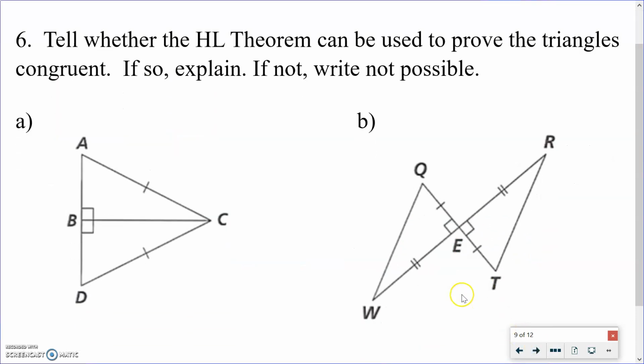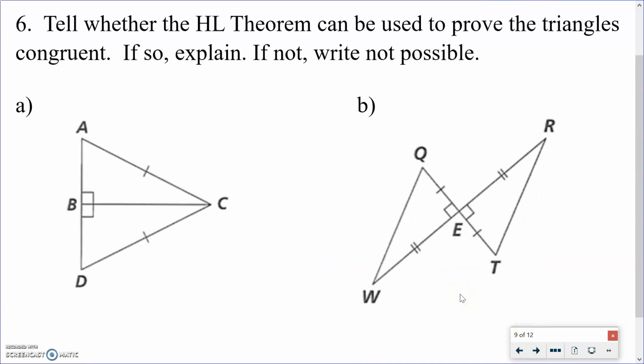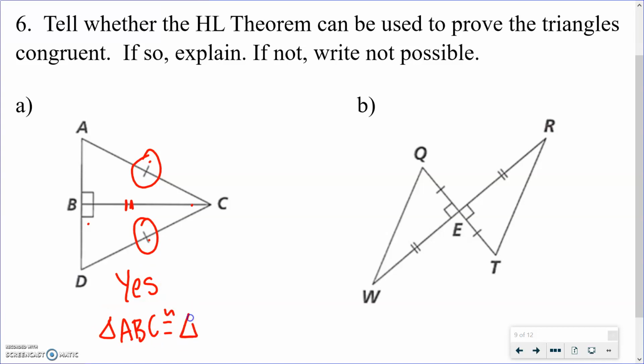So what that means is that we have this right angle. We know these are both right triangles. We know that this leg is part of both of these. So remember, the legs are the two sides of the right triangle that form the right angle. And then we also know the hypotenuses are equal. So we know a leg, we know the hypotenuse, and we know it's a right triangle. So yes, we can say that triangle ABC is congruent to triangle DBC because of the hypotenuse leg theorem. Okay?